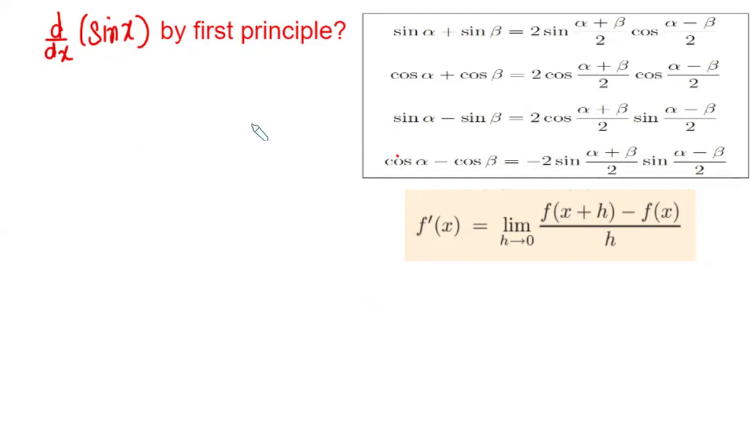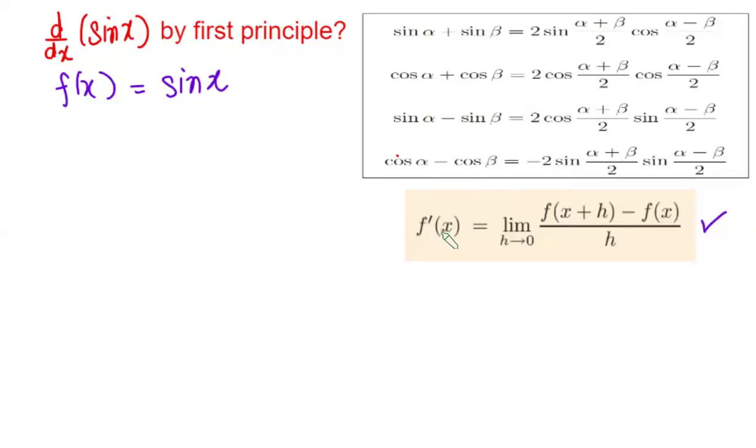In this short video, we'll be learning how to differentiate the function sine of x by using the first principle method, right? So I'm going to suppose this sine x as the function of x. If I say f of x is equal to sine of x, to find the derivative by using the first principle, we need this formula, right?